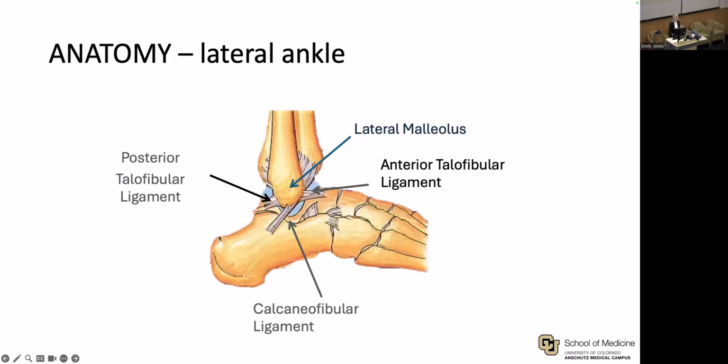And then in the back, it's the posterior talofibular ligament. And these are injured in a clockwise order. So the ATFL is the most commonly injured ligament, which we'll talk about a little bit later in the talk. And then they're injured in that order depending on the severity of the injury. So you're not going to get a PTFL injury without also injuring the ATFL and the CFL.